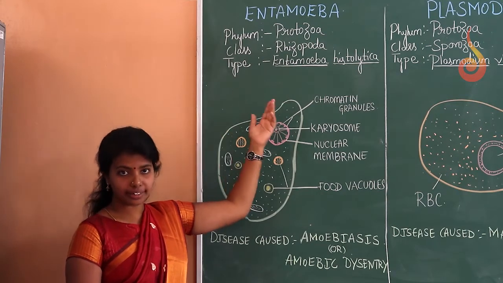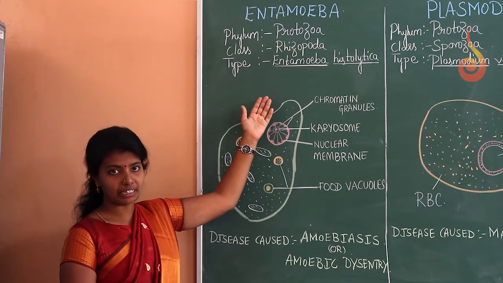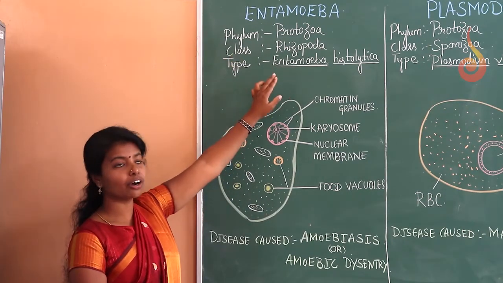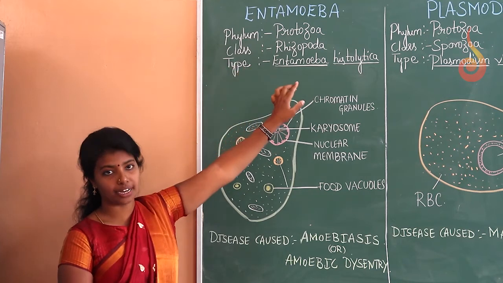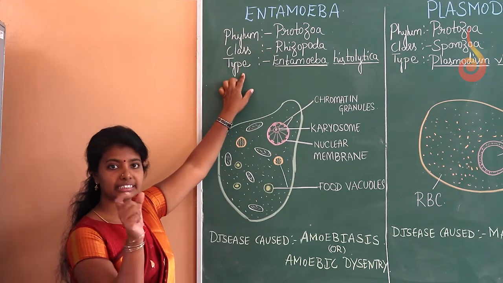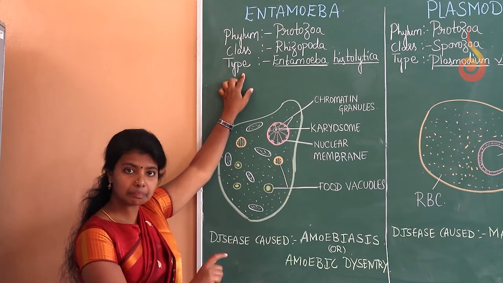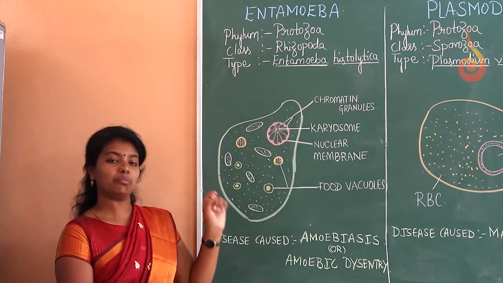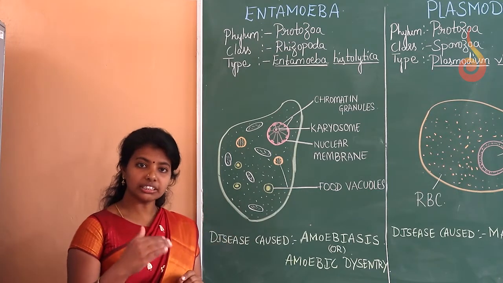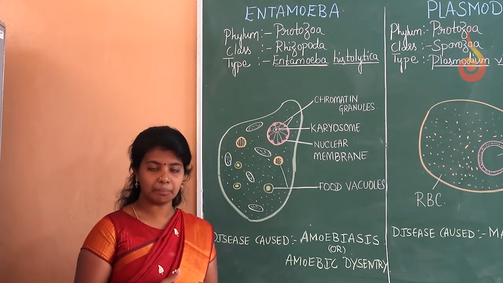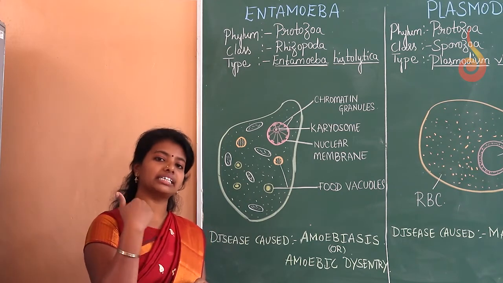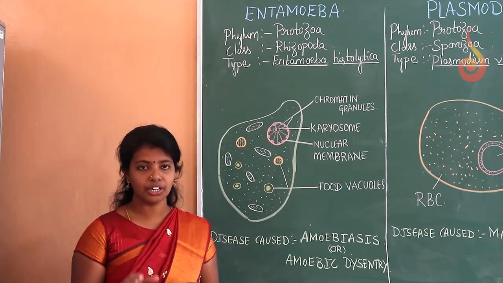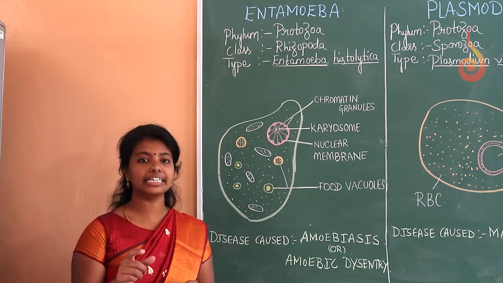You all know that amoeba or Entamoeba belongs to the phylum Protozoa. It belongs to the class Rhizopoda, and the scientific name of the organism is Entamoeba histolytica. It's very important to note this point. Once you identify the organism by seeing a slide or a chart or the specimen, you must write its scientific name.